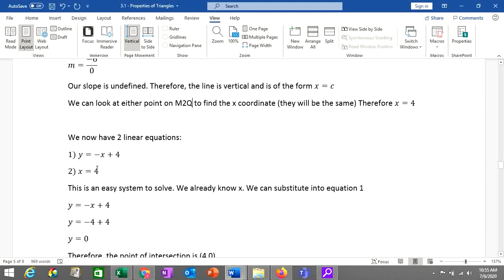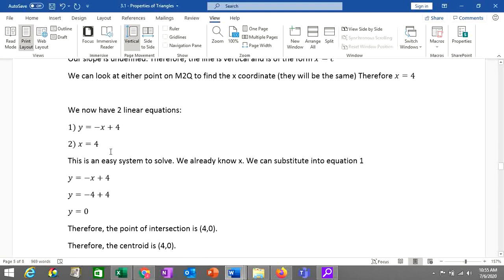Okay, so now we have 2 linear equations. We have one that looks like y equals mx plus b, y equals negative x plus 4. And we also have this weird one, x equals 4. So we can solve this system of equations, and it's really easy to do by substitution because you already have what x is. X is just 4. So let's just take 4 and put it into equation 1. When we plug it in, we get negative 4 plus 4, so our y value is equal to 0.